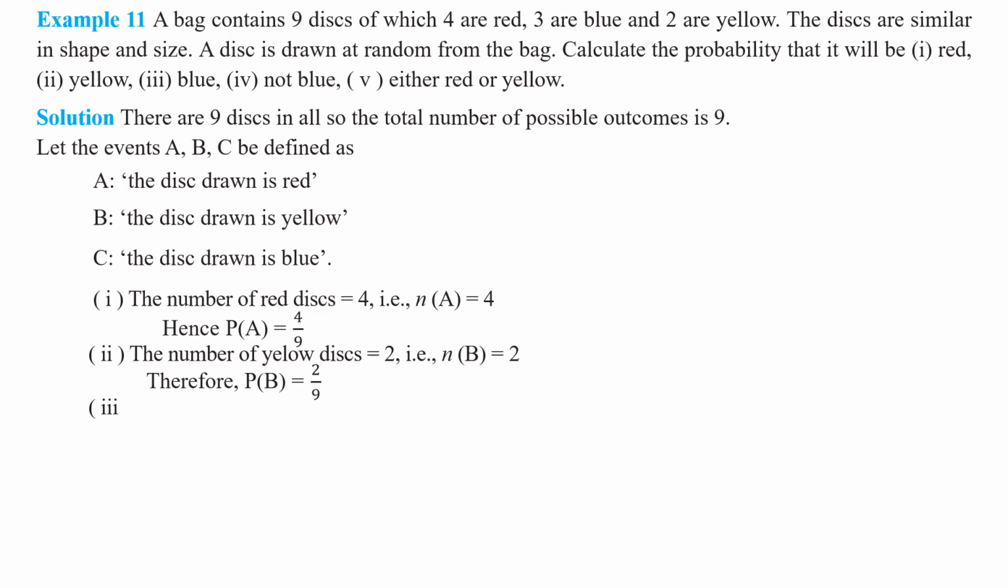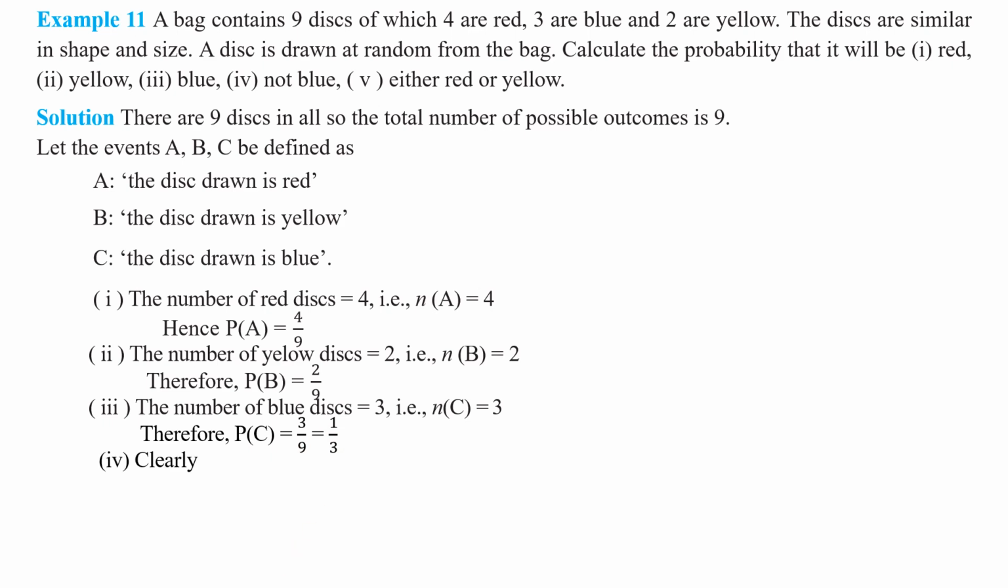Now come to the third event, the number of blue discs. How many blue discs are there? 3. That is n of C is equal to 3. n of S is equal to 9. Then can we find P of C? Therefore, P of C is equal to n of C by n of S, that is equal to 3 by 9. Understood this step, my children? By simplifying, we get 1 by 3. This is P of C.